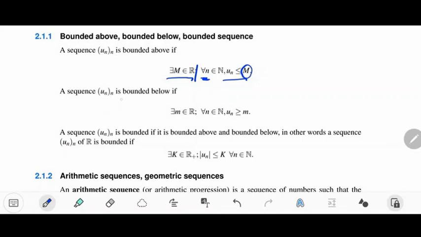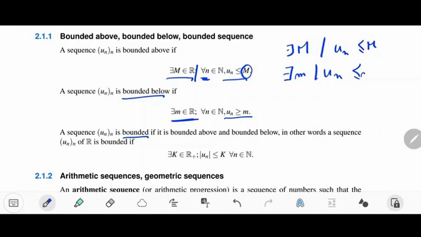And also I say that a sequence is bounded below if all the elements of the sequence are greater than a given number in R that exists. And then I say that a sequence is bounded if it's bounded above and bounded below. So let's say that it's bounded above, then there exists M such that Un is less than M. If it's bounded below, then there exists small m such that Un is greater than m. If it's bounded, then there exists a big M and a small m such that Un is between m and M, right?